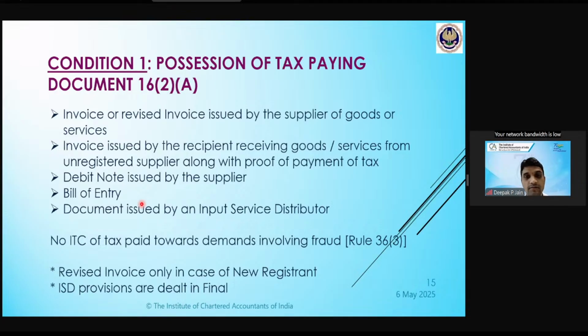Okay. Upward and downward revision of what? Of taxes and value. So you have issued an invoice of 1 lakh rupees. You had to raise an invoice actually for 90,000 rupees. So will you revise the invoice? You cannot revise the invoice. 1 lakh is already issued. For the 10,000, you will raise a credit note. Got it?